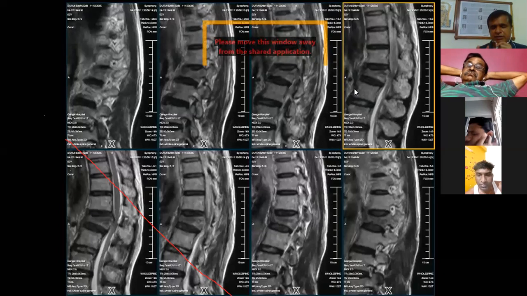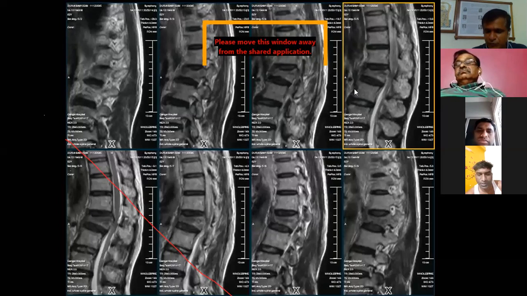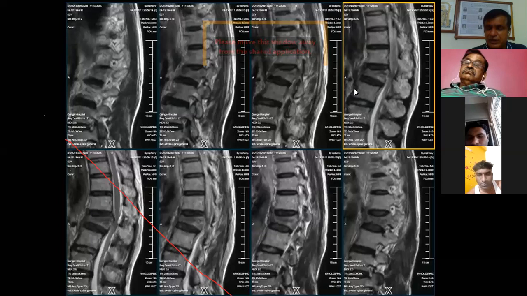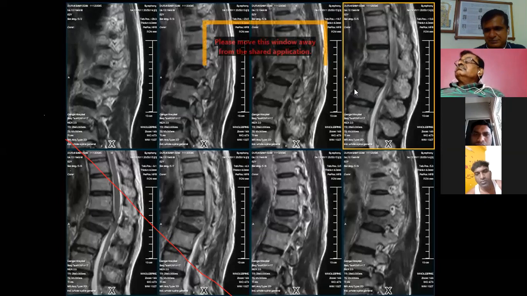If there are two patients with burst fracture with retropulse fragment, both are having deficit, okay? If one patient is having lower limb weakness along with bladder bowel involvement, I will try to push the retropulse fragment down. If the patient is having only lower limb weakness without bladder bowel involvement, then I will leave the retropulse fragment without touching it. Okay. So this is my principle of practicing.